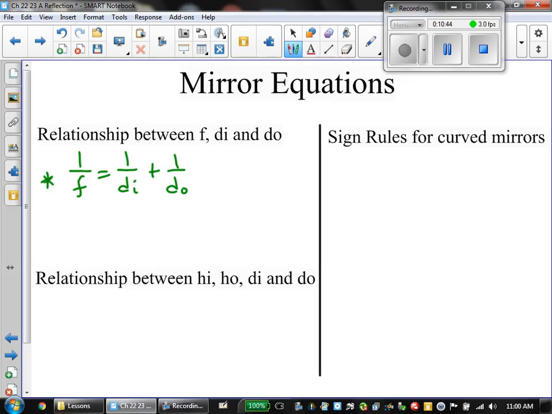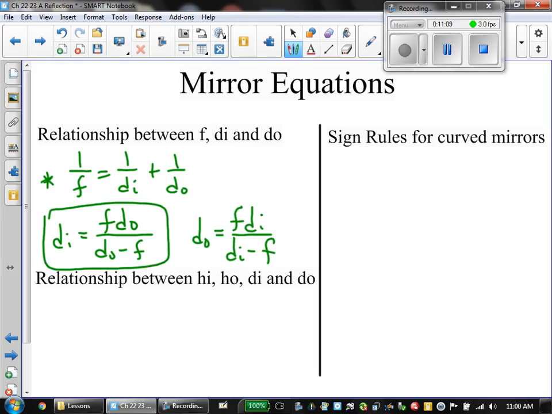I usually rewrite it as di equals f do, I'm basically doing the algebra for you, over do minus f. And of course, if di equals that, then do must be the opposite of that. Just substitute the letters back the other way. So normally what's happening is we're going to give you do and f, and you solve for di. So this is the most common use of the equation.